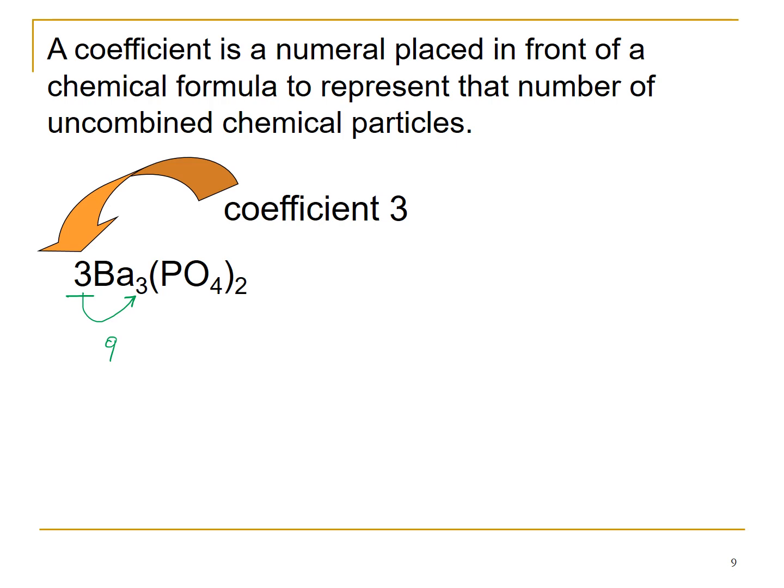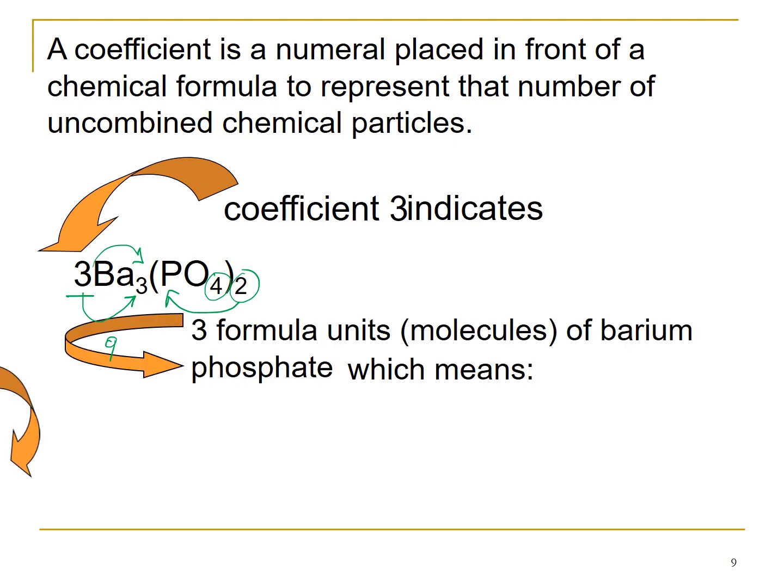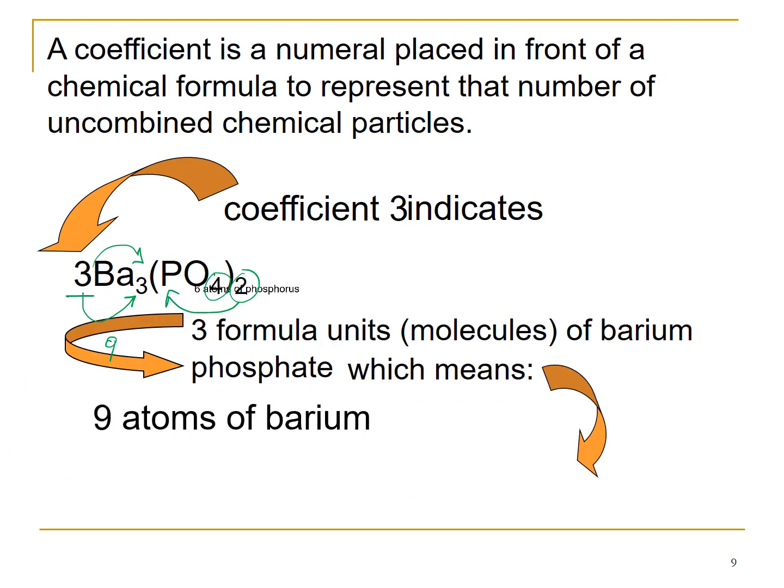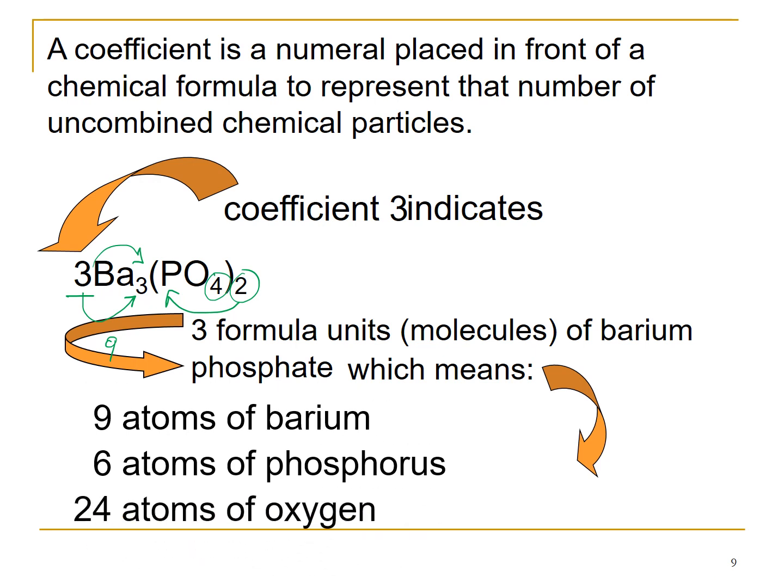If I want to know how many phosphorus I have here, it's going to be 2 times the phosphorus and then times 3, so it's going to be 6. And then for the oxygen, I need to multiply everything: the coefficient, the subscript here, and also the number of the ions. Okay, and so that's going to be 24 atoms of oxygen.